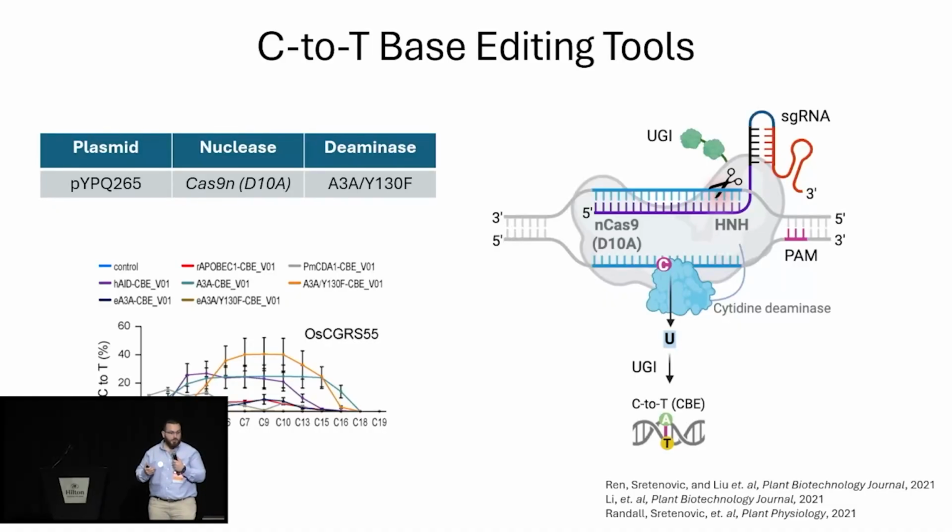This particular deaminase is one of our most efficient deaminases, A3A-Y130F. This is also available on Addgene. If you go to Addgene and type in PYPQ265, for example, this will pop up, and you can view all of the plasmids in our lab. This has a deamination window, which is shown here. Typically, the first 5 to 10 nucleotides are deaminated using this deaminase.